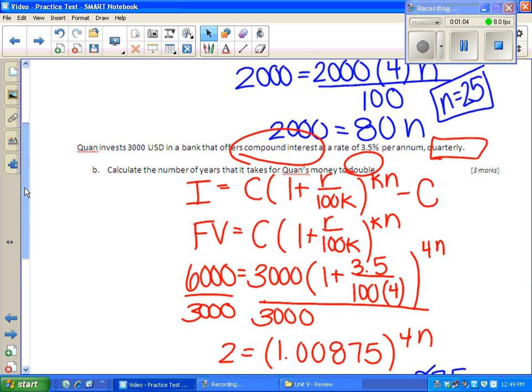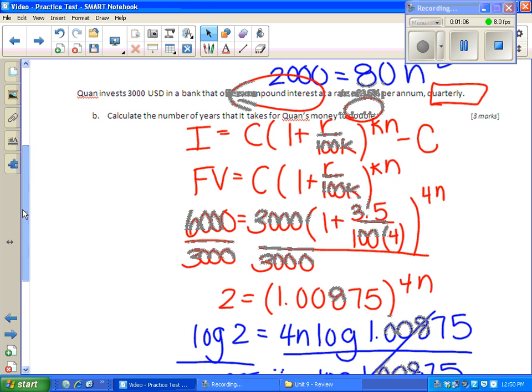The second part's really similar in that it uses doubling again, except this time it's a compound interest rate compounded quarterly. So I used my compound interest formula. I actually then changed to my future value formula because I knew that if Quan is starting with $3,000 and I want Quan's money to double, the future value of the money should be $6,000. So I found that most useful here. So the future value is $6,000. The starting amount is $3,000.